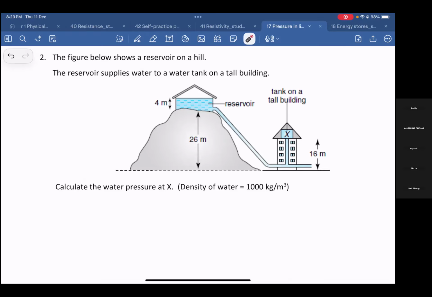We don't know from where to where is the depth. We want to calculate pressure at here. So that means from here going down until this point that we want to measure, this is your depth. Okay, this should be your depth.